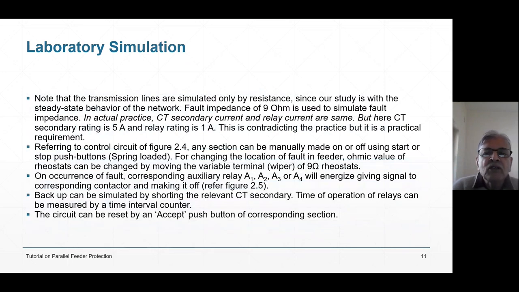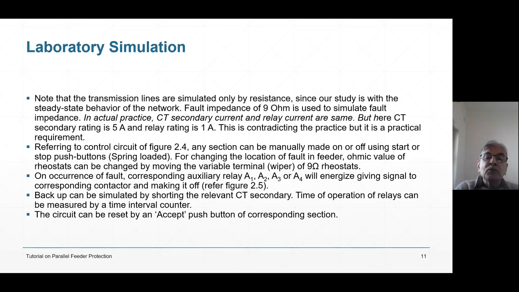What we do, that we have 9 ohm resistors too. And if we refer to figure 3.4, that is the control circuit, the relays A1, A2, A3, A4 will operate to isolate the fault, to trip the contactors. And backup can be given by shorting the relevant CT secondary.